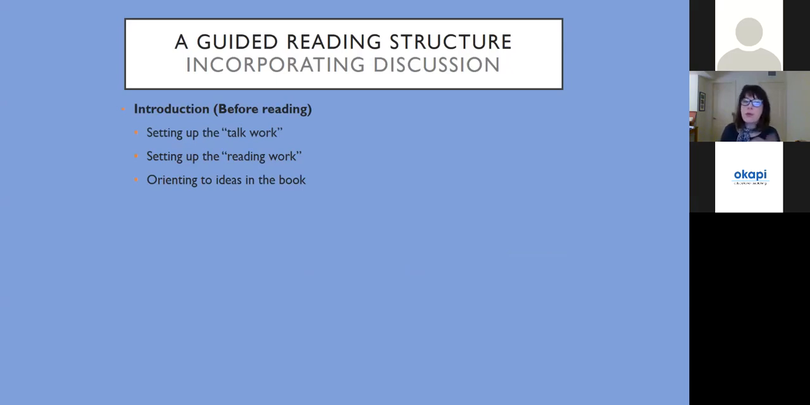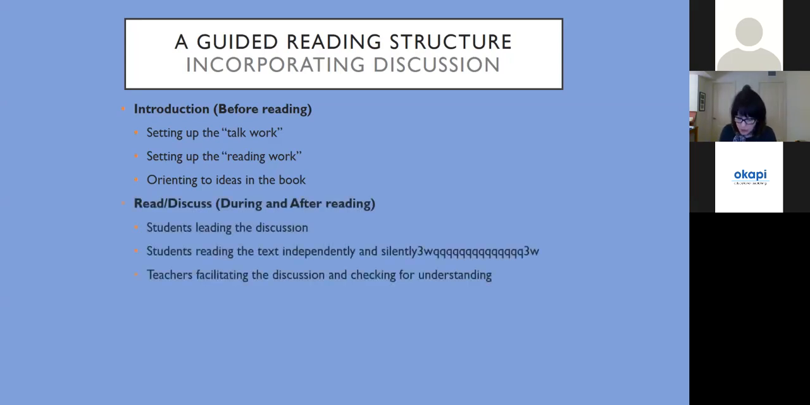And when I say orienting them to it, I provide the opportunities for them to do this work themselves, because by this point, we would expect that kids are able to introduce a book to themselves, in the sense of getting themselves ready for the topic, beginning to anticipate ideas, beginning to anticipate vocabulary within the text. Then there would be a reading and discussing portion.